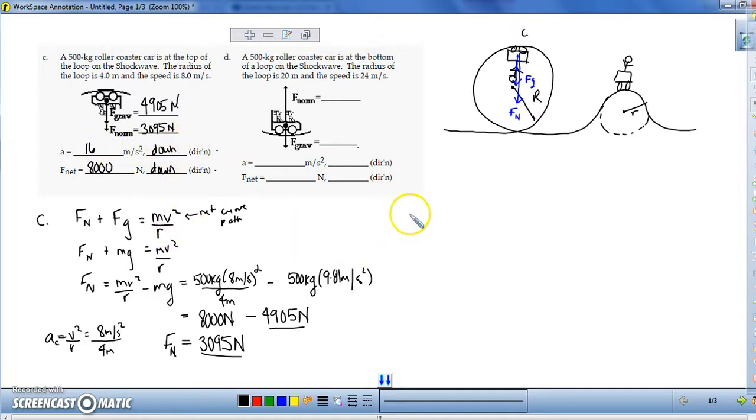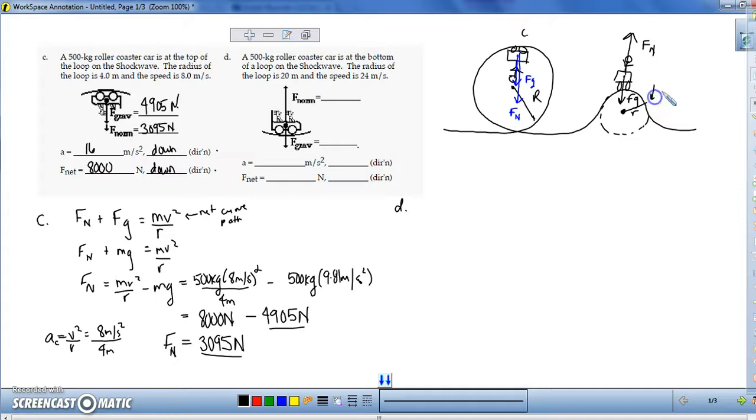Okay, so that's all part C. Let's try D. So in this case, we have the gravity acting down, but now normal force is upward. Remember, the surface can only push out. In this case, it's going to push up. So we must decide then how this works out in terms of centripetal force. The force that's pointing towards the center is gravity.